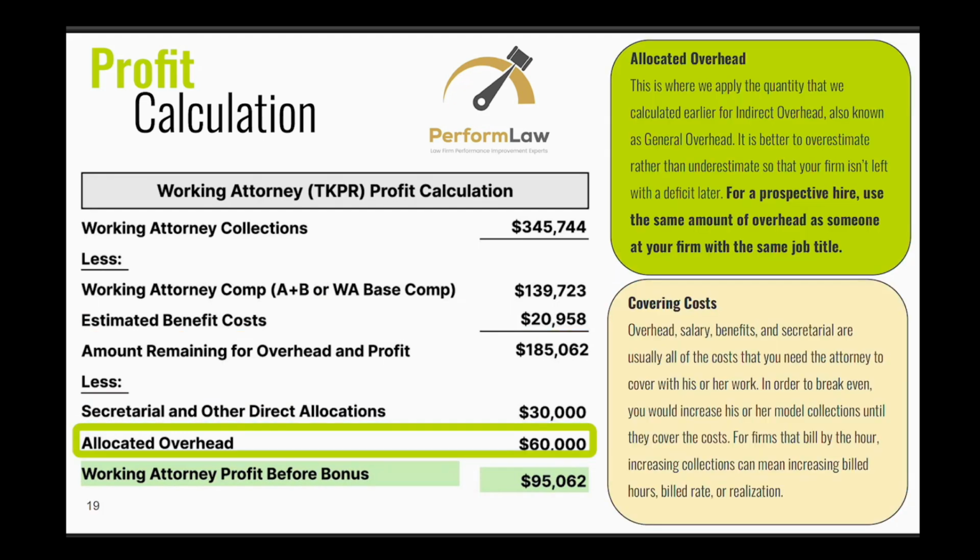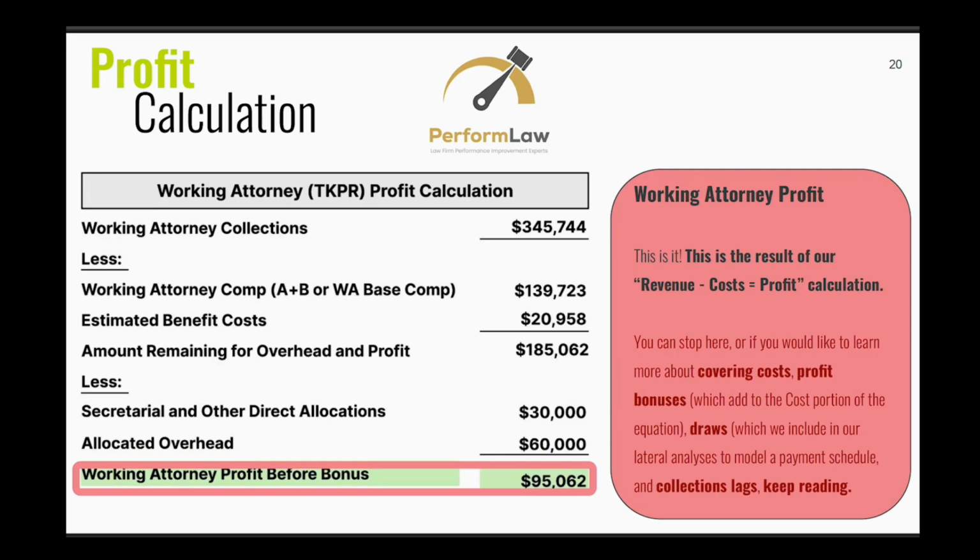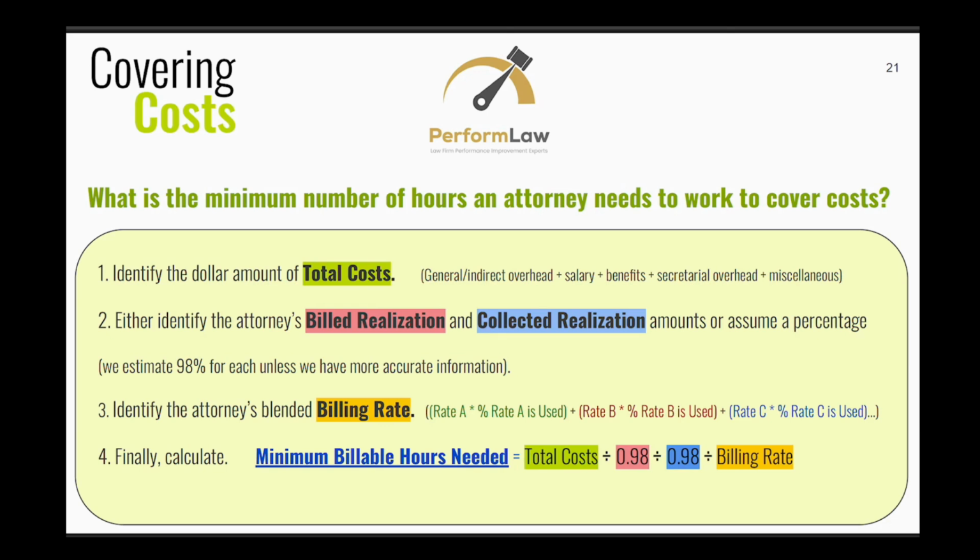Subtract those two things out, then you get the amount remaining for overhead and profit. Then you subtract out secretarial and other direct allocations, and then you subtract out allocated overhead. And the result would be the working attorney profit before bonus. And you can stop here, or if you intend to give this person a profit bonus, you can keep following along. Plus, we talk about a few other things.